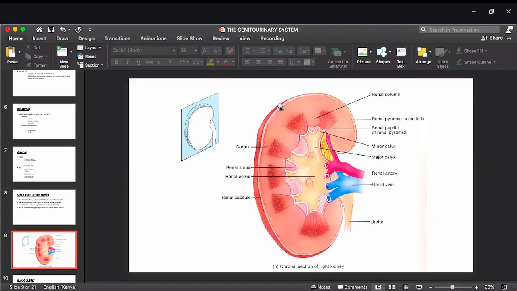So in this pictorial presentation, you can appreciate the major calyces, the renal pelvis, the sinuses, the renal corpuscle. For those of you who will do histology, especially dental students, you must appreciate how it looks in histology.